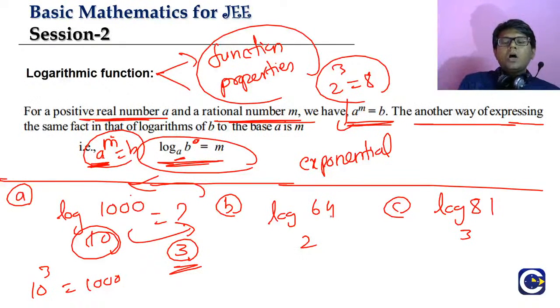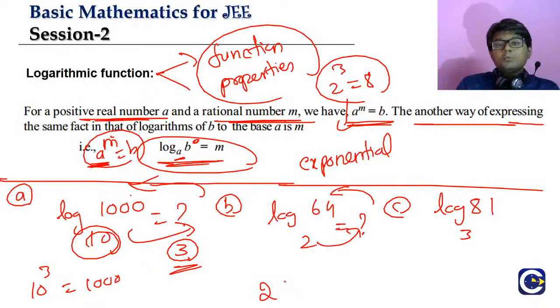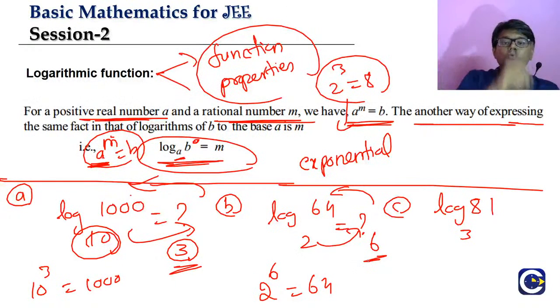Now look at this. Log of 64 to the base 2 means: what is the number to which we should raise 2 so that we will get 64? For here, we should have an understanding of the exponential relation. Only then can we answer these questions. So 2 power something. What is that power so that the value is equal to 64? 2 power 5 is 32. 2 power 6 will be 64. Which means the answer for question B is 6. Because 2 power 6 is 64, log of 64 to the base 2 is going to be 6.